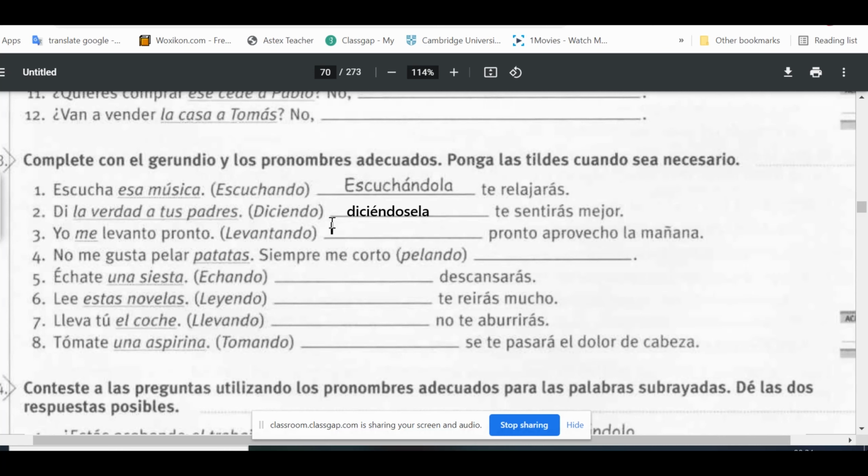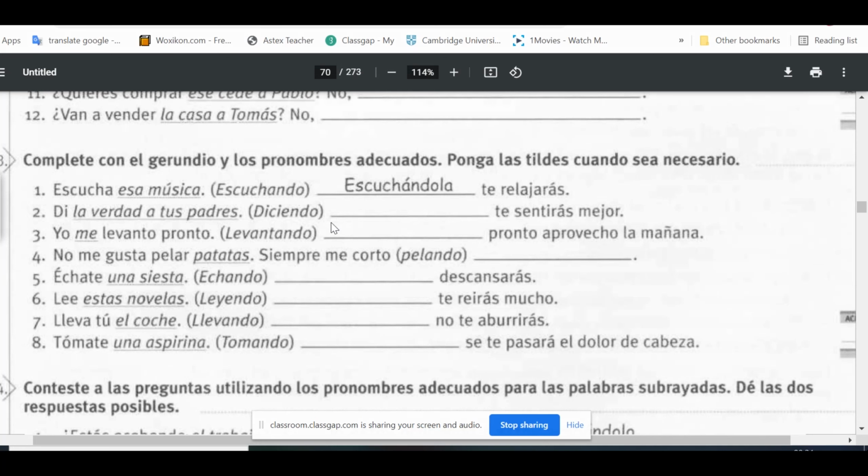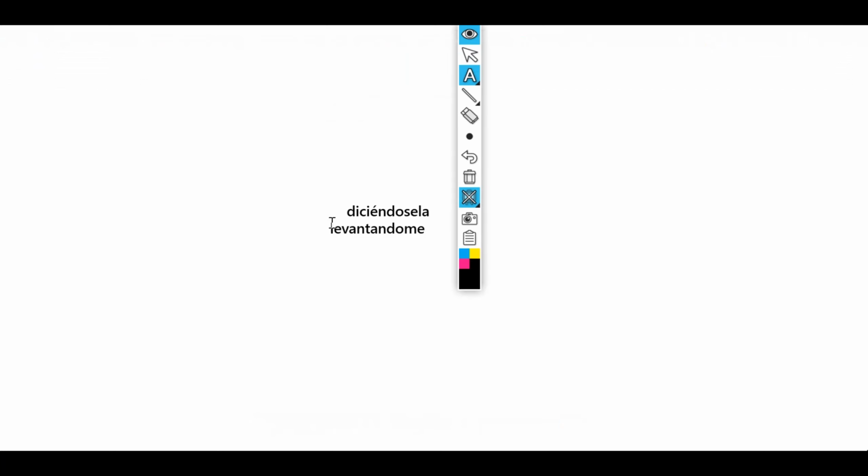Number 3. Okay, yo me levanto pronto. Levanta. Okay, so very easy. Levantándome pronto, aprovecho la mañana. So aprovechar is another good word. Let me show you. So aprovechar means to take advantage. Yeah. Oh, okay. Take advantage.